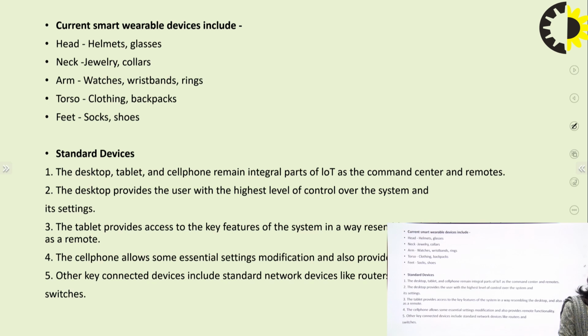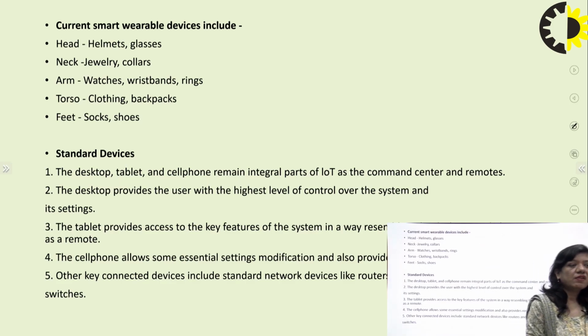The current smart wearable devices include devices for the head, arm, neck, torso, and feet. For the head we have IT devices like helmets and glasses, for the neck we have jewelry and collars, for the arm watches, wristbands and rings, for the torso clothing and backpacks, and for the feet we have socks and shoes.